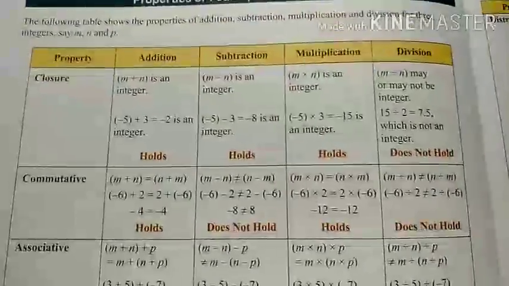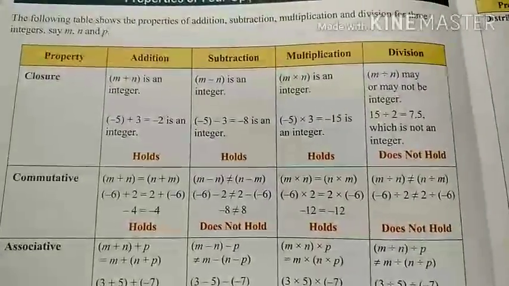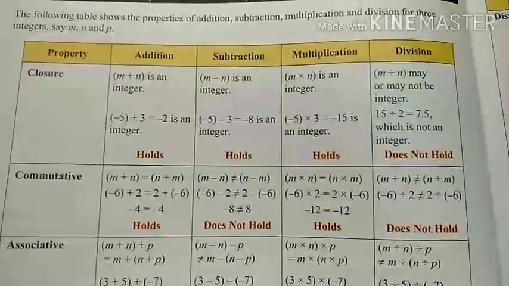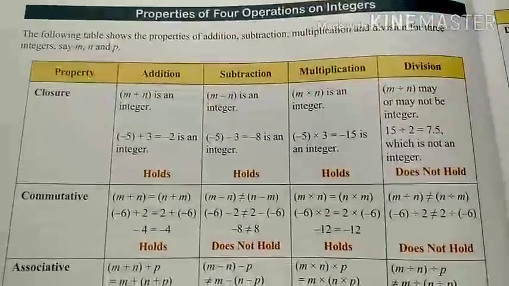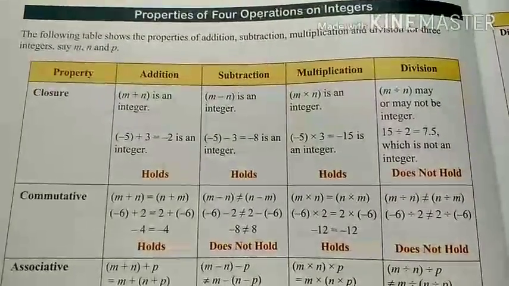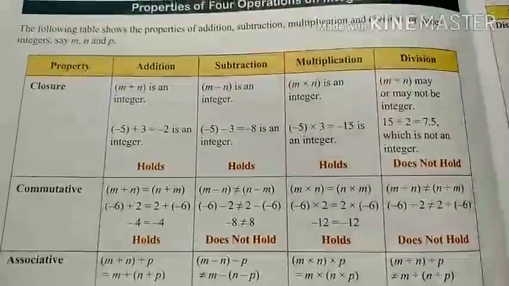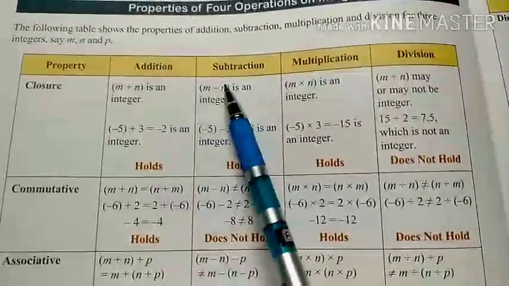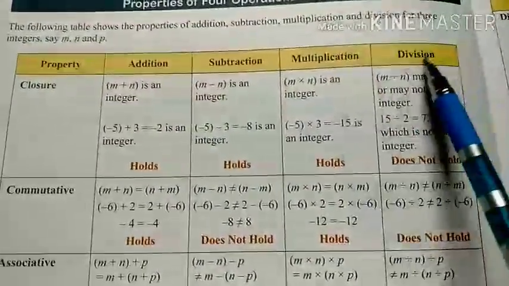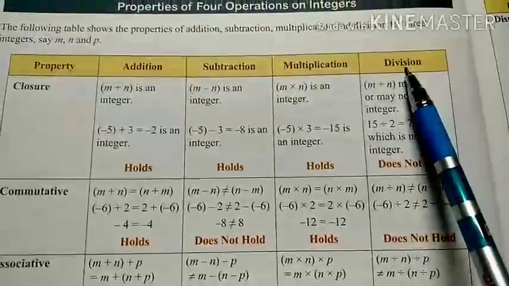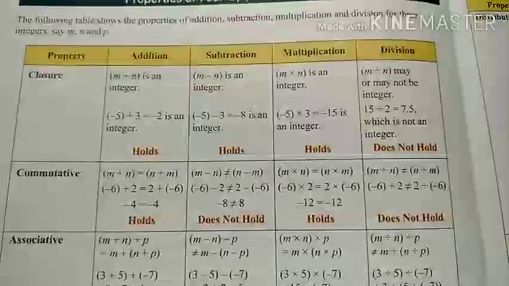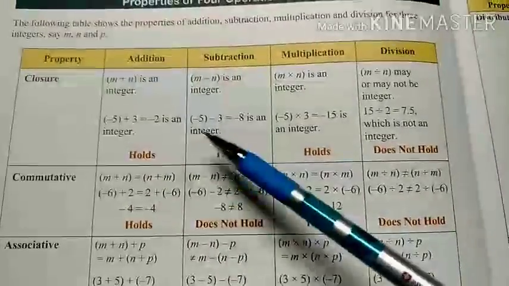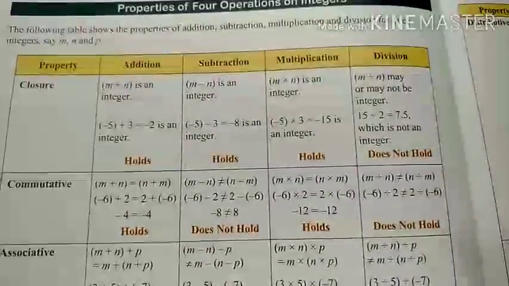In this chapter we have already done some operations on integers. So this is a quick view of the operations of integers. Basically there are four operations: addition, subtraction, multiplication and division. There are a number of properties you have to apply on addition, subtraction, multiplication and division.